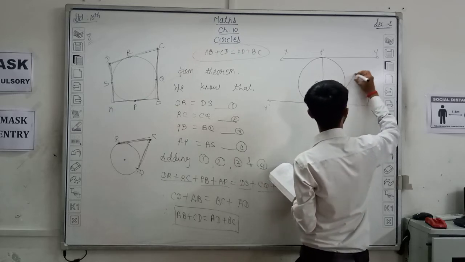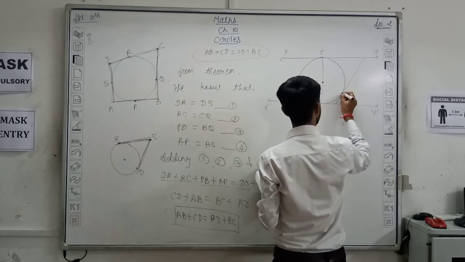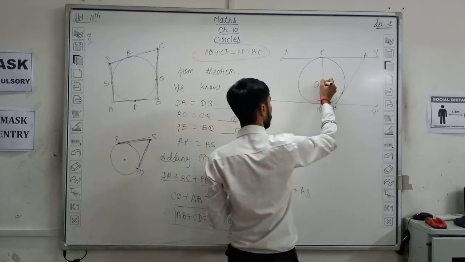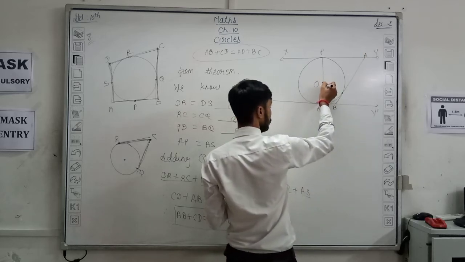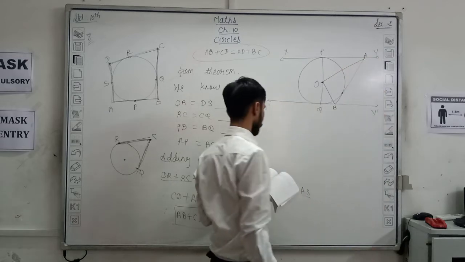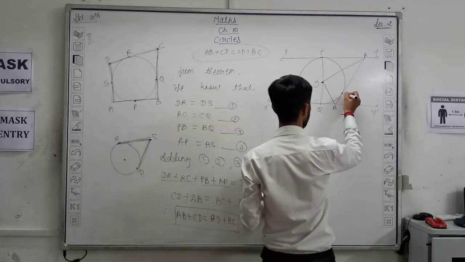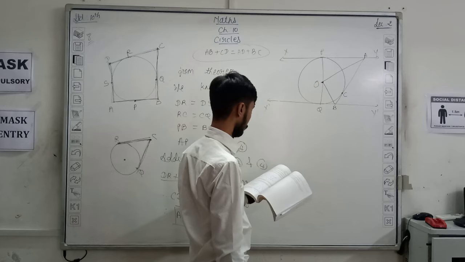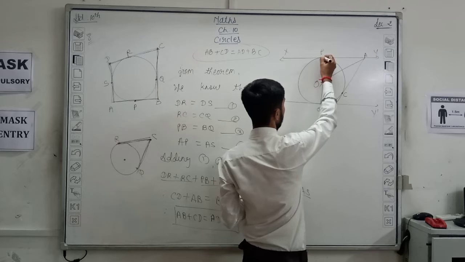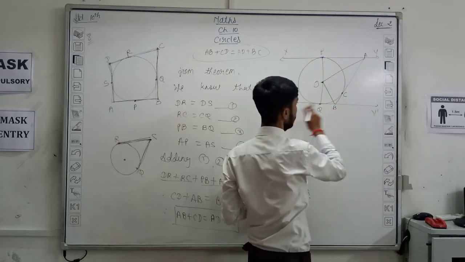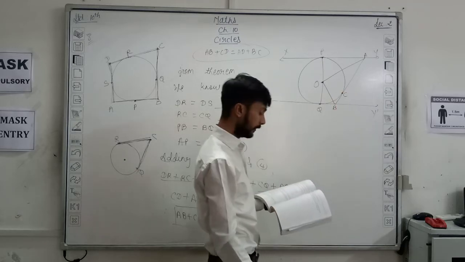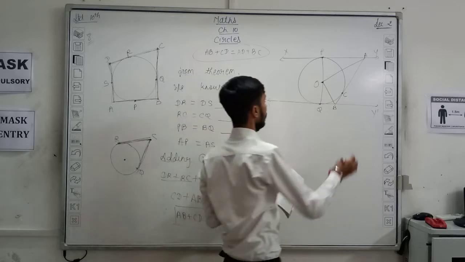Now again another tangent BA, and the point of contact is C, okay. So there are total 3 tangents: this XY, X'Y', and this AB, and point of contact is C. Right? Now we need to prove angle AOB is 90.